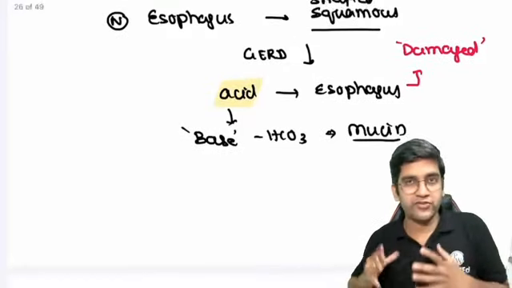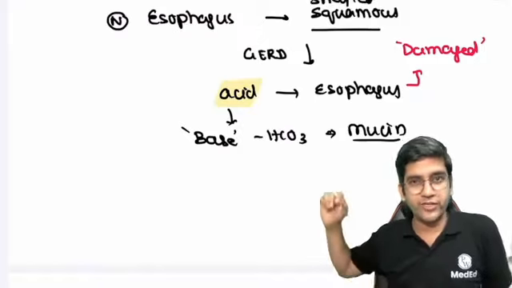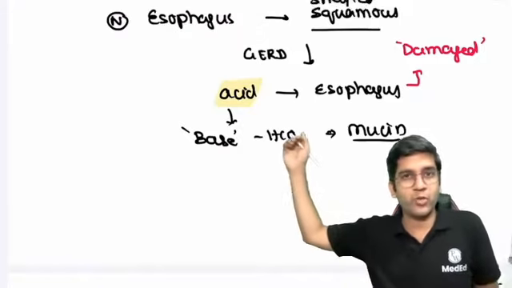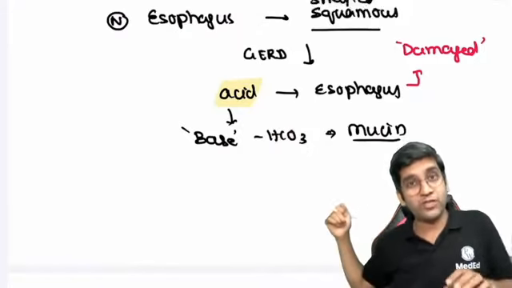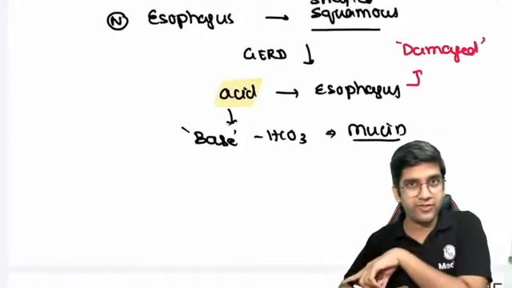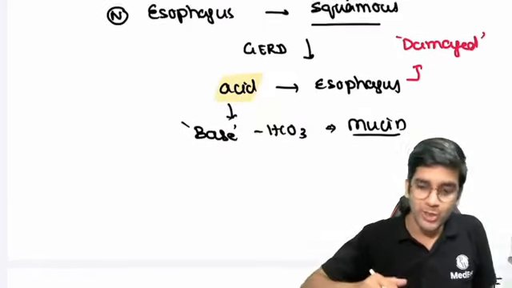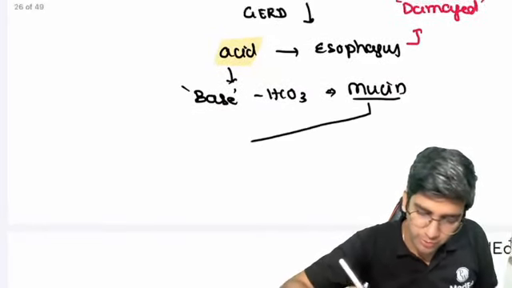Mucin, right? Bicarbonate-rich secretion is mucin. The entire GIT mucin is rich in bicarbonate, right? So I produce a base so that I can neutralize my acid, so that in spite of GERD, I can save my esophagus, right? Antacid is my treatment. What my body is going to do is what we're going to learn, right? So here, the mucin needs to be produced.